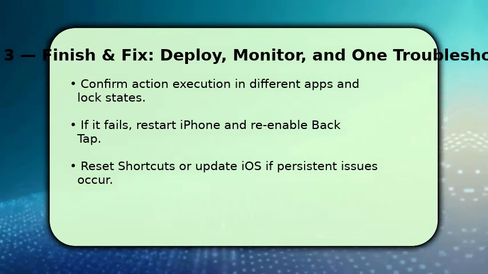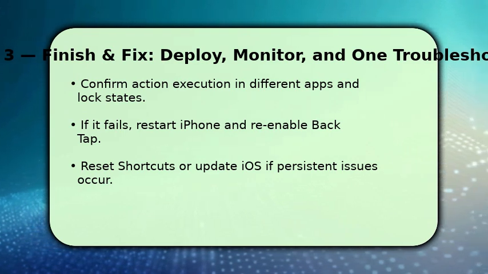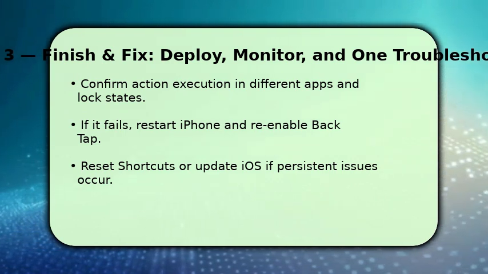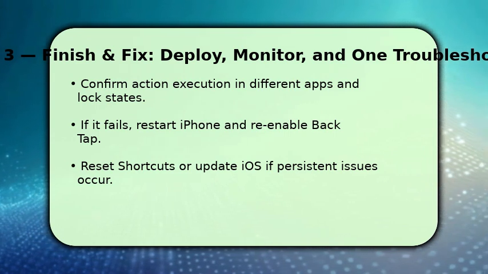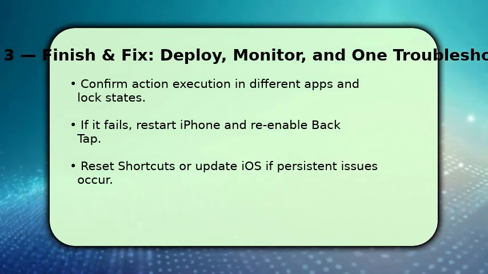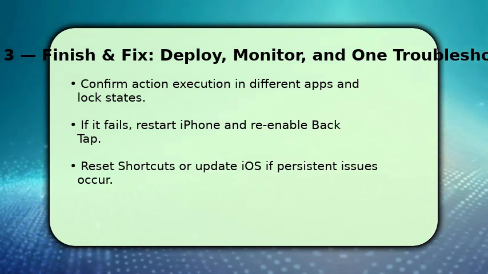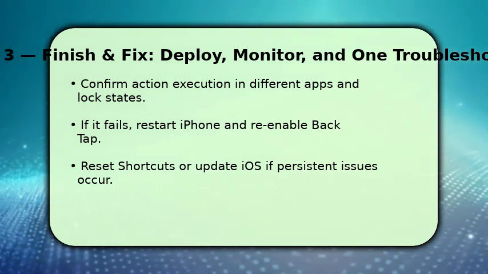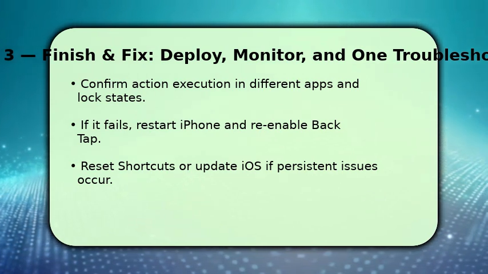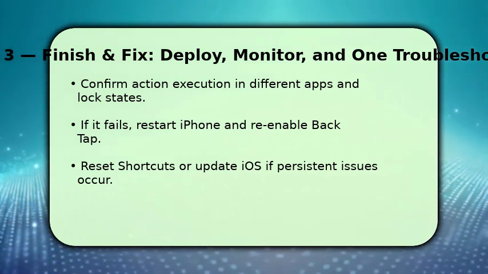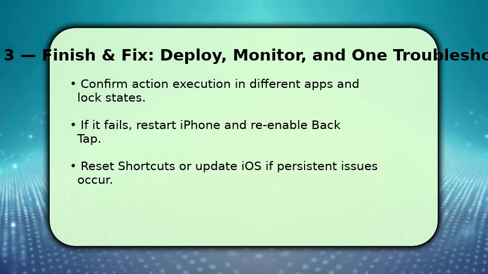If the gesture stops working, restart your iPhone first, then toggle back tap off and on. That often clears glitches. If problems persist, update iOS, check that the assigned shortcut is enabled and not awaiting permissions, or temporarily remove your case. One key troubleshooting tip: restarting and reassigning the action usually restores consistent detection.